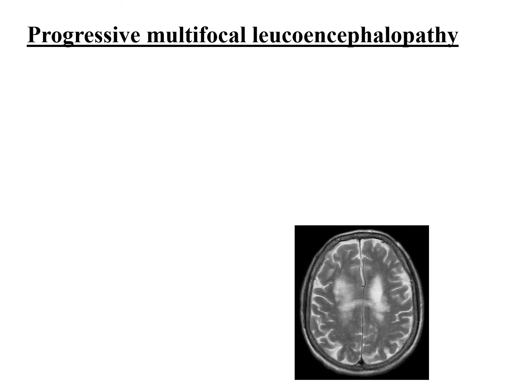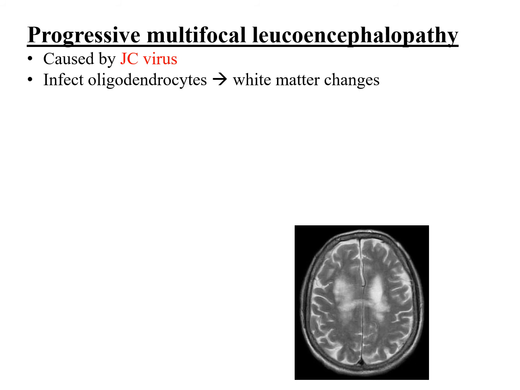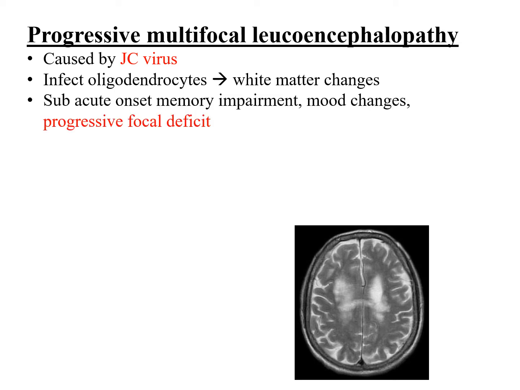What about progressive multifocal leukoencephalopathy? It's again an opportunistic infection caused by the JC virus, which infects the oligodendrocyte, the supporting structure which forms the myelin. That's why you see a lot of white matter changes if you do an MRI.